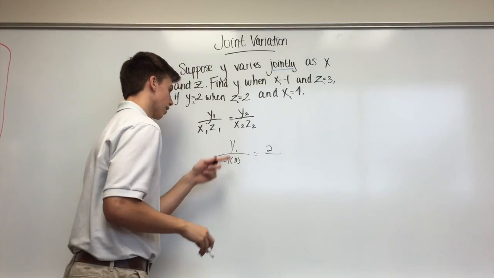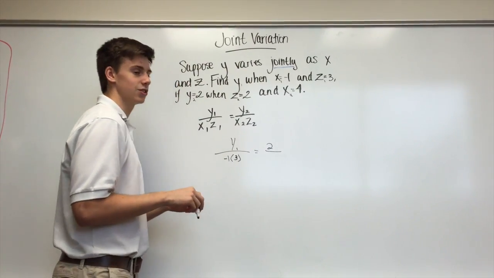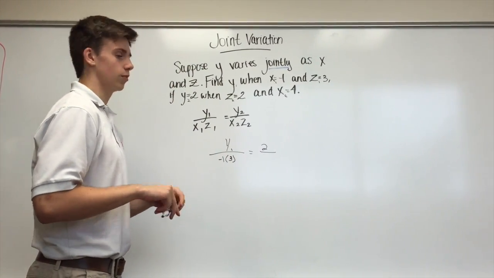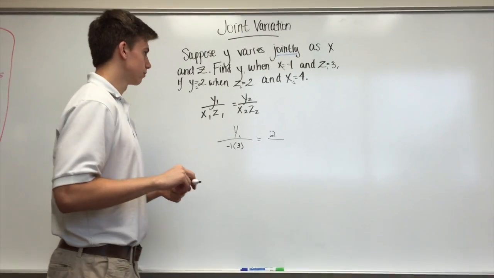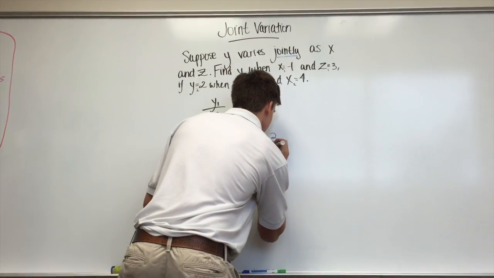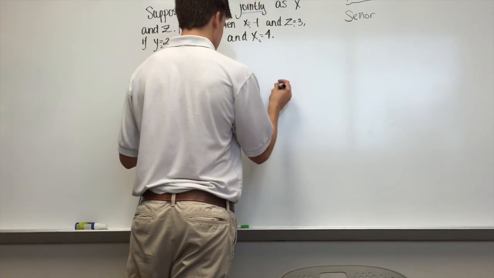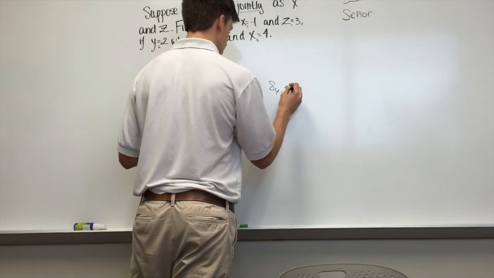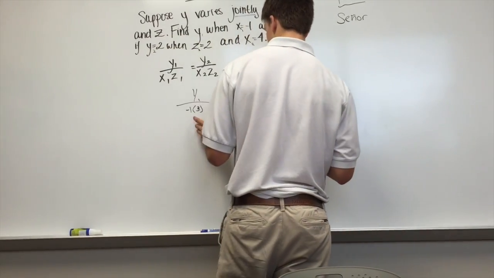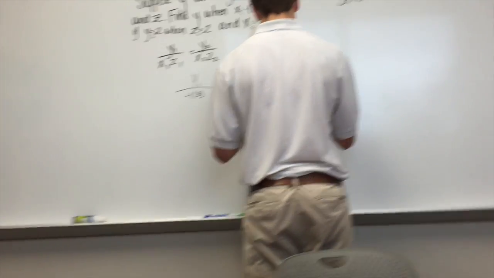In our denominator, we're going to have x2 times z2. So what's x2, Michael? 4. Nice. And what is z2? It's 2. Now we cross multiply, and it gives us 8 y1 equals -3 times 2, which is -6.